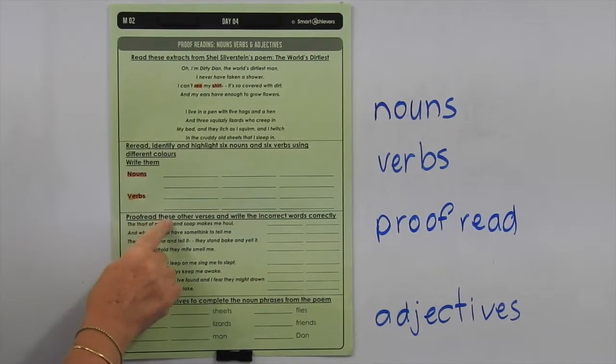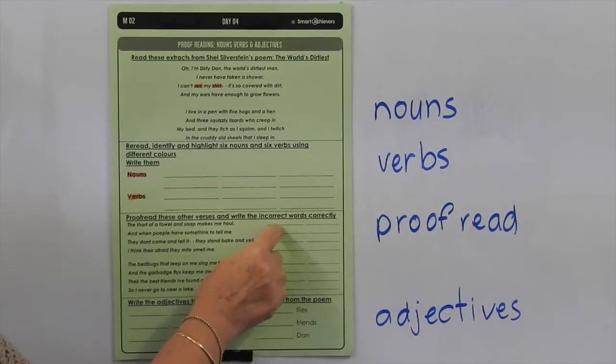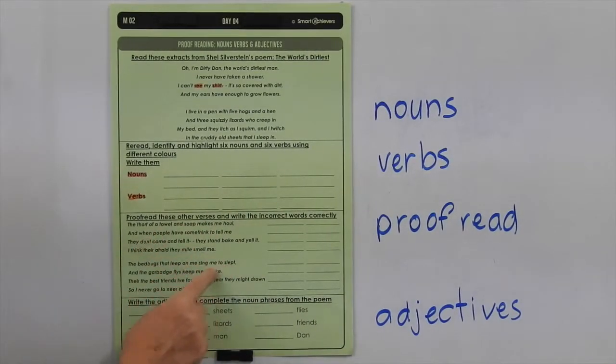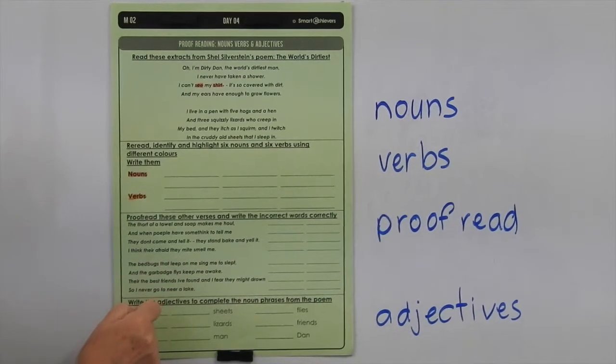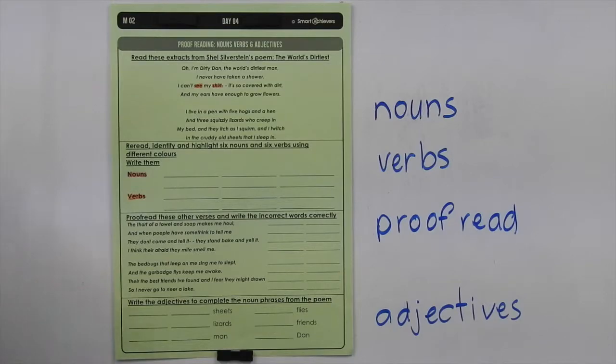So now we're going to proofread these other verses and write the incorrect words correctly. So there's 2 words in each line that you're going to have to find that are spelt incorrectly and write them correctly on those lines at the end.